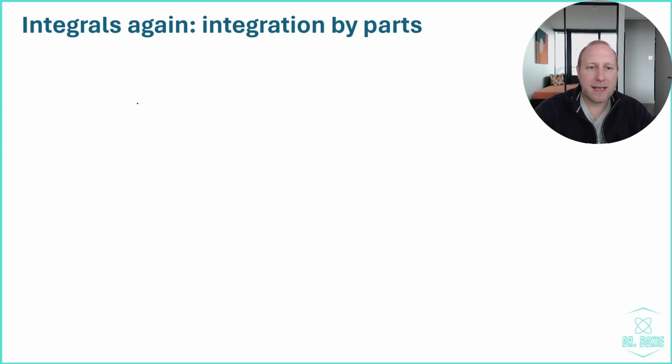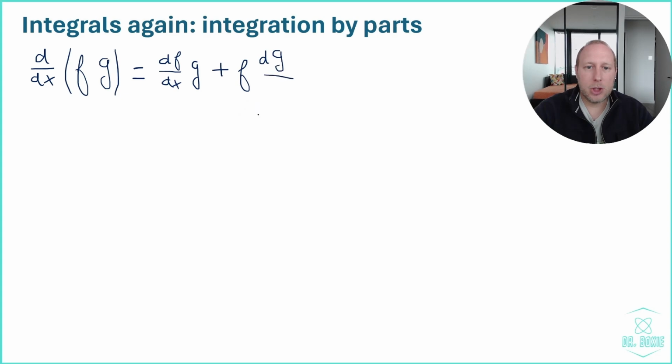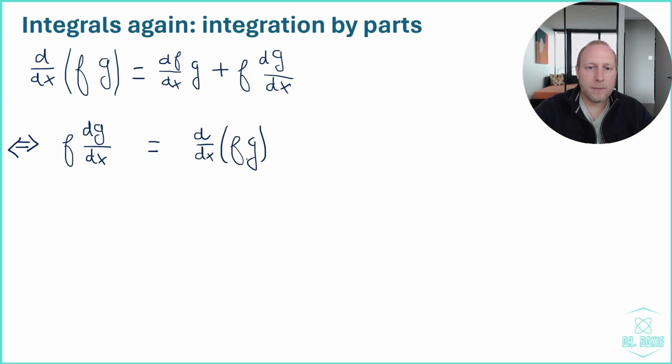So imagine we have two functions f and g, each of one variable. We multiply them and we want to calculate its derivative. Well, what you know from high school is that this is given by df/dx multiplied with g plus f multiplied by dg/dx. Now what we will do is isolate the last term here. So we isolate f dg/dx. This is equal to d/dx of f times g minus df/dx times g.